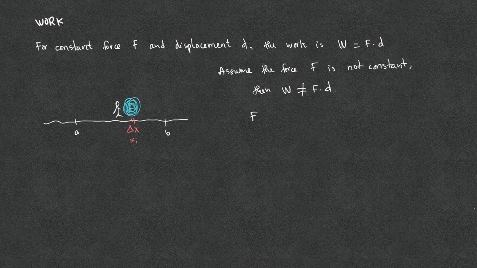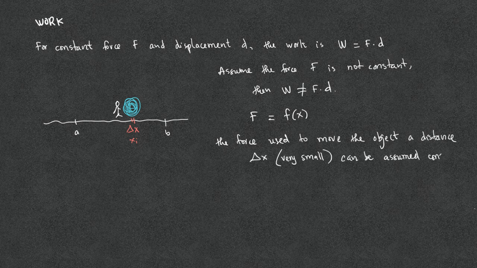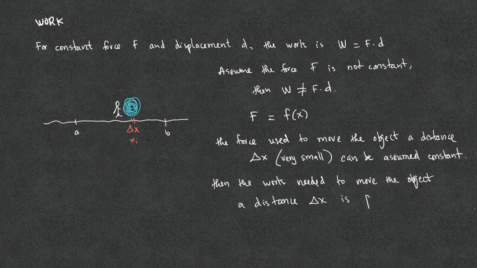The force is a function of x, the position of the object on the interval [a, b]. The force used to move the object a small distance delta x can be assumed to be constant. Then the work needed to move the object a distance delta x is f of xi times delta x. We will call this wi. This is the work needed to move the object a distance delta x at x equals xi.